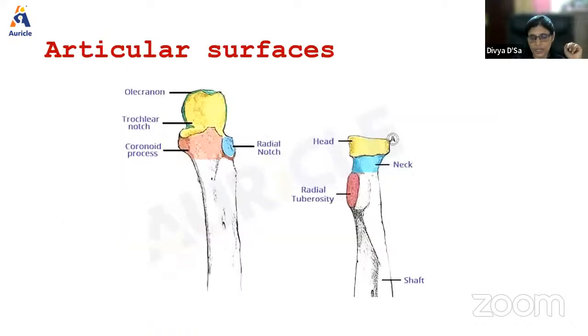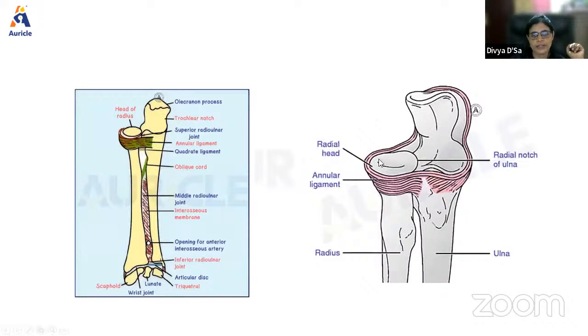synovial joint. The articular surfaces are formed by the head of the radius and the radial notch of the ulna. So these two articulate to form the superior radioulnar joint. Now this joint is held in position by the annular ligament and the quadrate ligament. Mainly it is the annular ligament, which is an extension from the capsular ligament. It will be holding it, so within that, it will be moving.